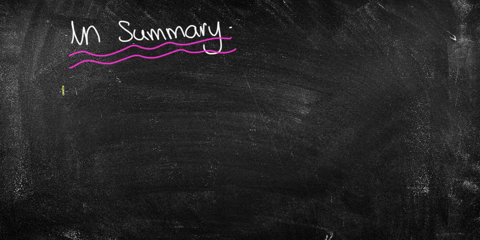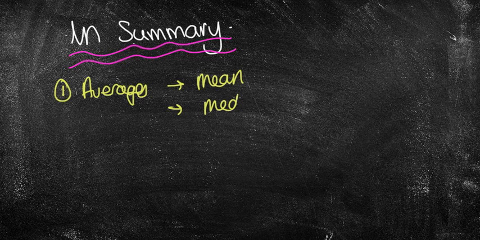So again, in summary, we have our types of averages. We have our mean, where we add all the scores together and divide by however many scores there are. We have our median, which is the middle score when placed in order. We have our mode, MO, which is our most common score. And we then have our range, which is the highest score minus the lowest score.